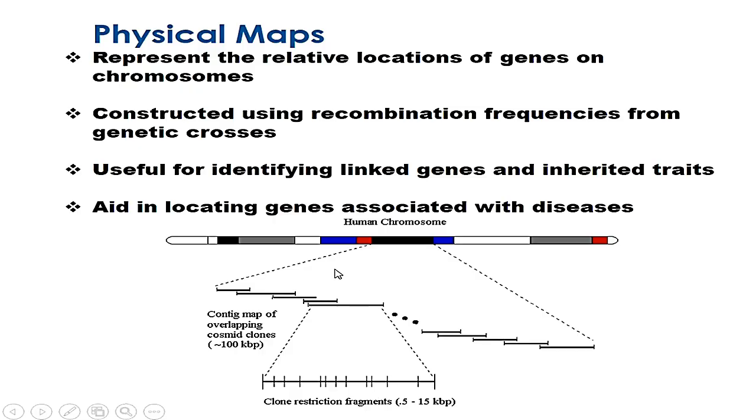So this kind of physical map represents the relative locations of genes on chromosomes. These maps are useful for identifying linked genes and inherited traits. And these physical maps aid in locating genes associated with various genetic diseases.